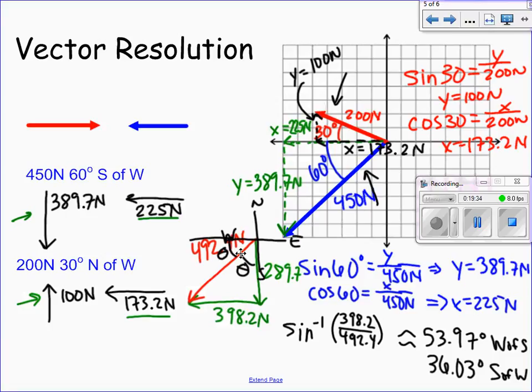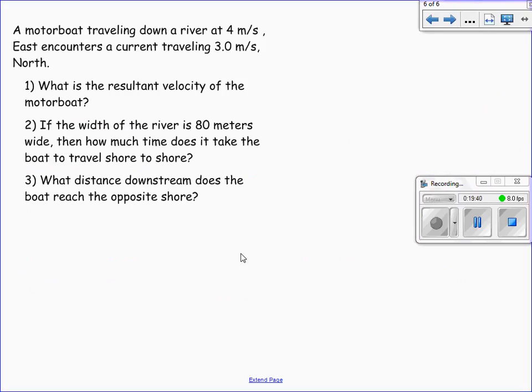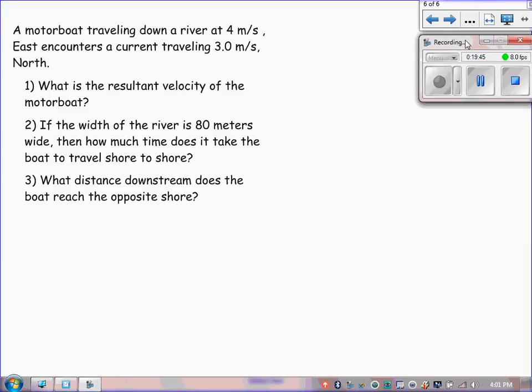So the first time you see vector resolution, it looks like it's very difficult, but it's not as hard as it seems. You just need to do practice with it. Let's end this video by doing one problem together using not forces, but we're going to use velocity vectors. So a motorboat traveling down a river at 4 meters per second east encounters a current traveling 3 meters per second north.